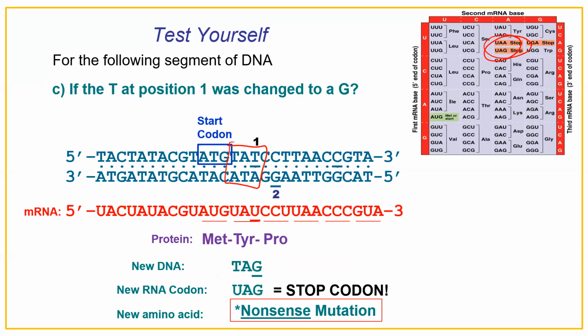If you wanted to be even more complete, you could say that the nonsense mutation leads to a truncated protein, and that would be perfectly accurate and even better than just saying a nonsense mutation.